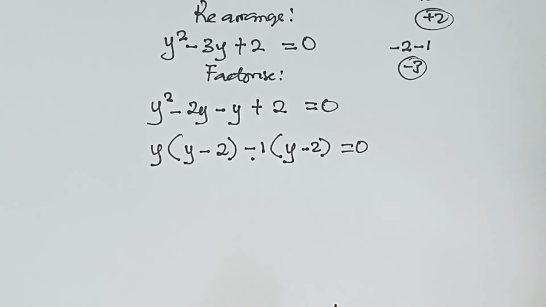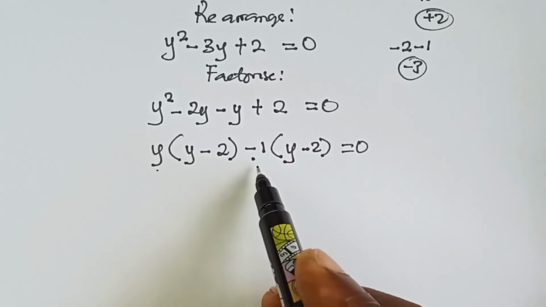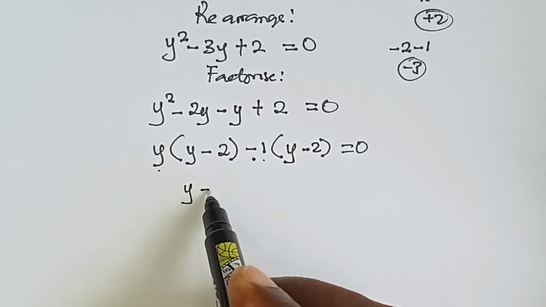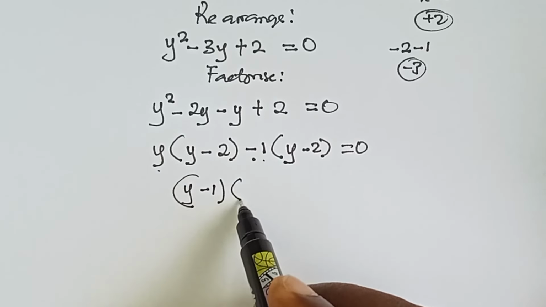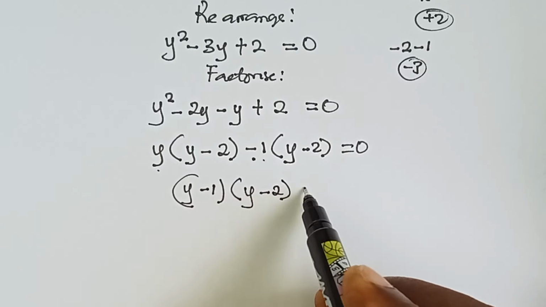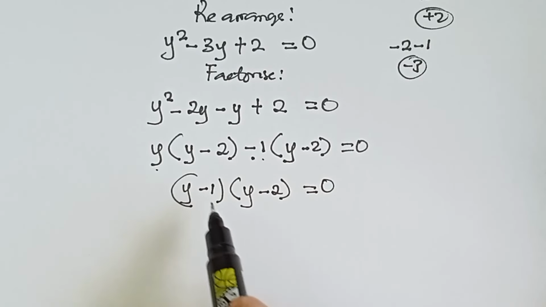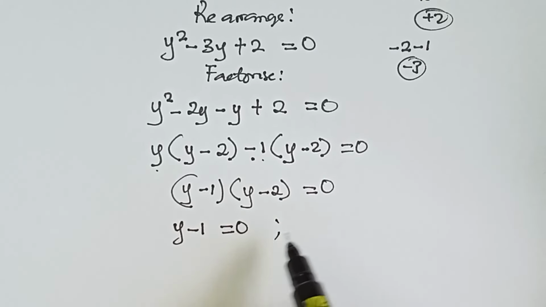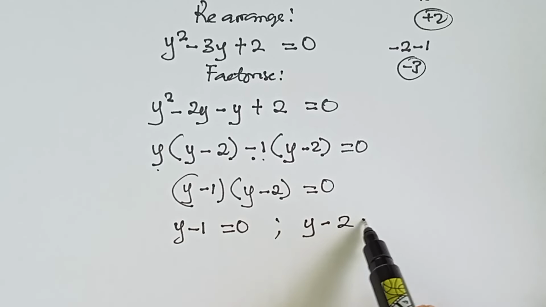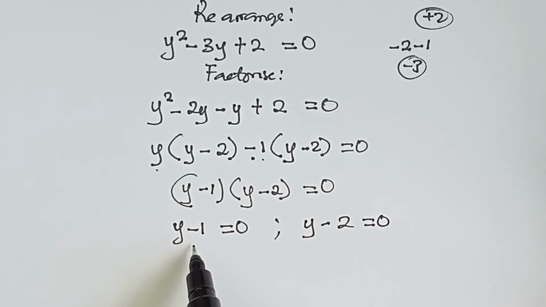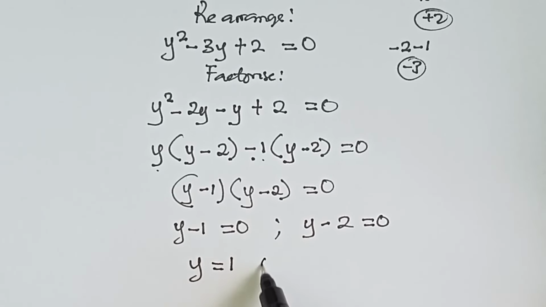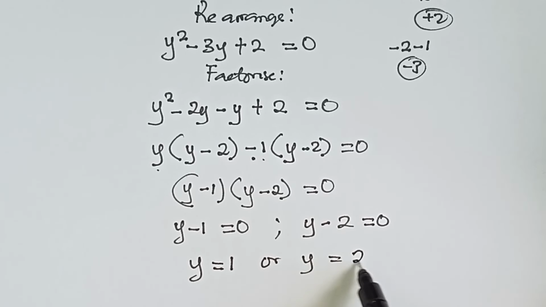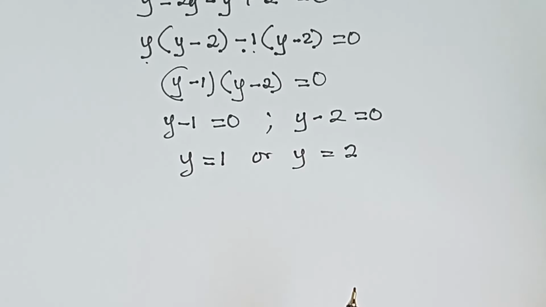The next thing to do is to pick here this and this. We have y minus 1, and then you pick one of the two brackets. Each of them equals 0. So we have y minus 1 equals 0, and we have y minus 2 equals 0. By the time you move this minus 1 to the other side, y equals 1 or y equals 2.